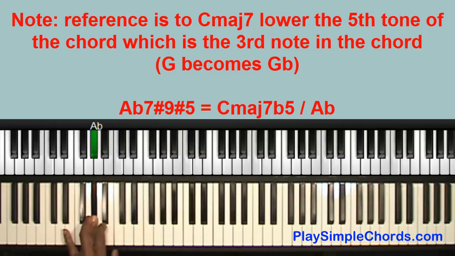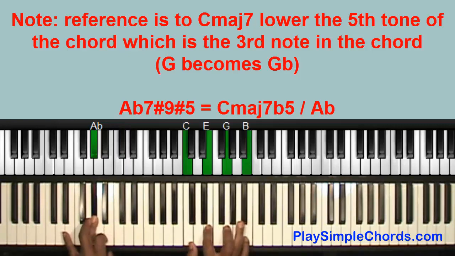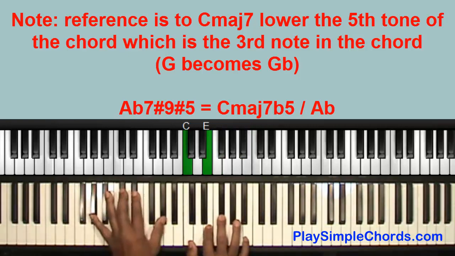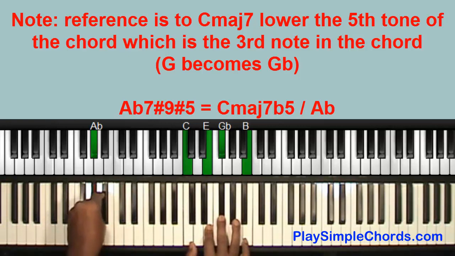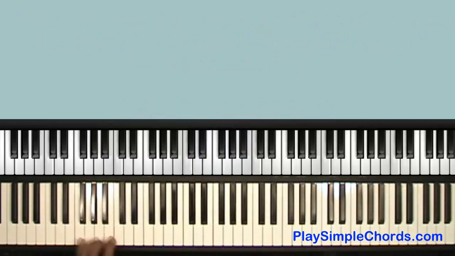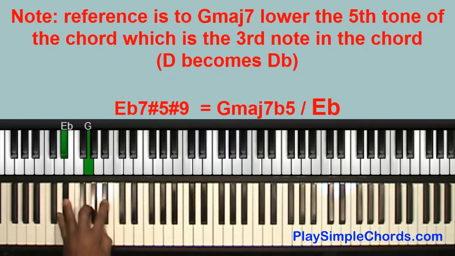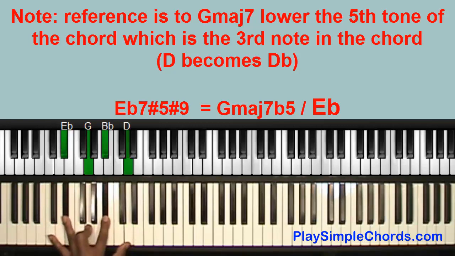Right? So we want to play a C major 7. And then we want to drop the 3rd a half step lower, and then play that A flat. Now we have an A flat dominant 7, sharp 5, sharp 9. Let's try it on E flat. Now, I know that's kind of low and it's muddy, but it's so that the bass note is down there. But what I want you to see is the third of E flat is G.